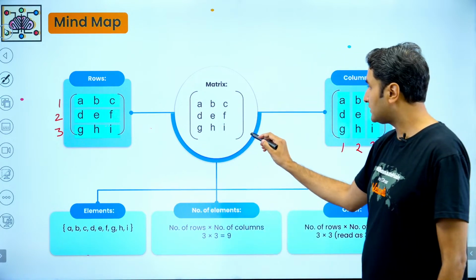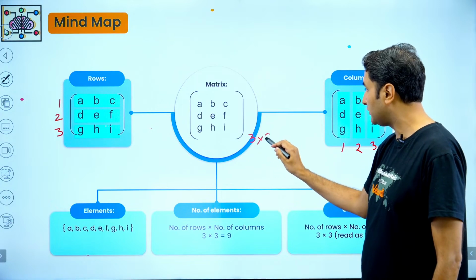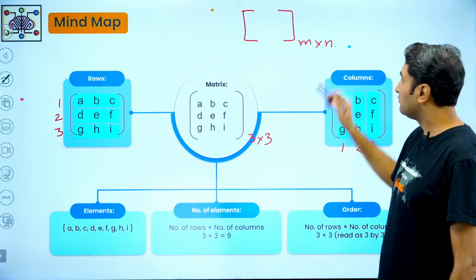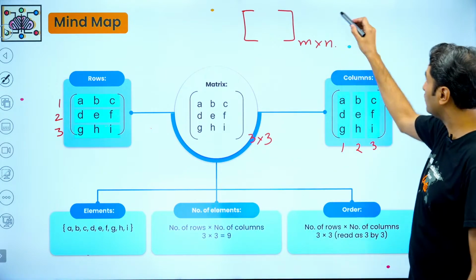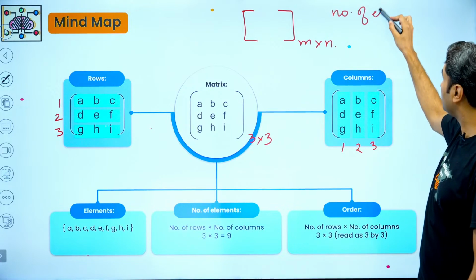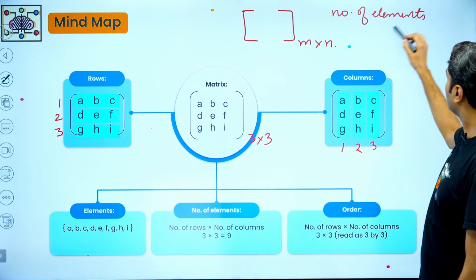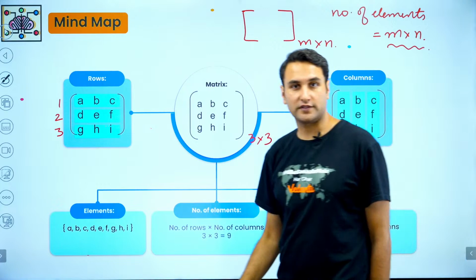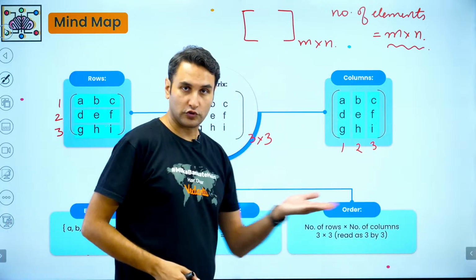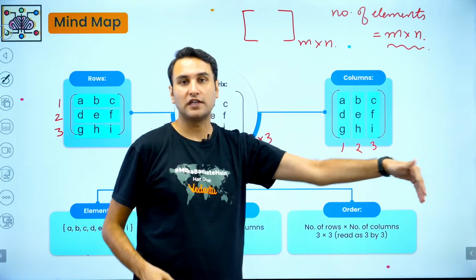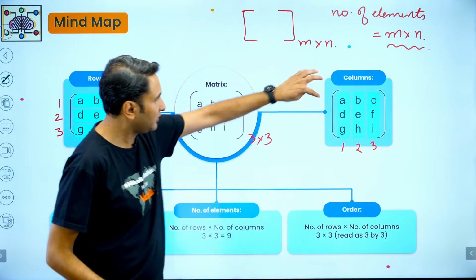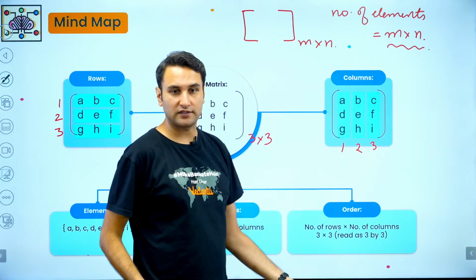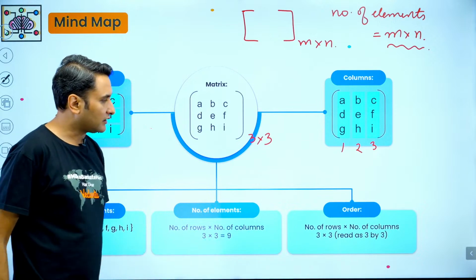For example, this is a 3 into 3 matrix. If the matrix is M into N, how many elements will be there? Remember, the number of elements will always be equal to the number of rows into the number of columns. Pretty obvious, right? The number of rows multiplied by the number of columns will give you all the elements. For example, 3 rows, 3 columns, 3 into 3, you will see 9 elements in this. All right, so 9 is the number of elements.